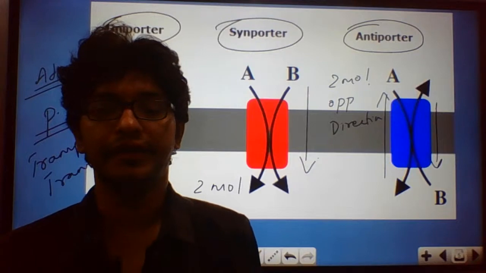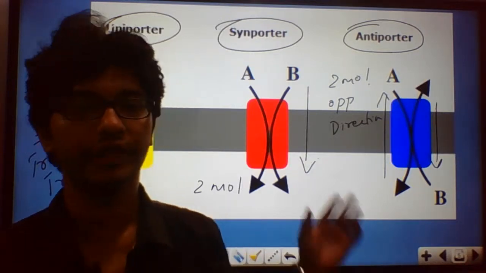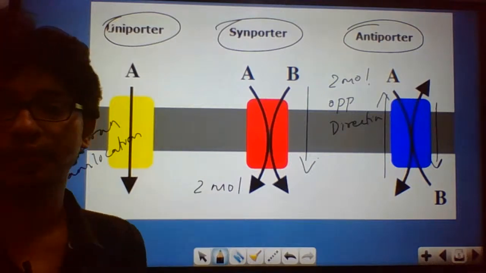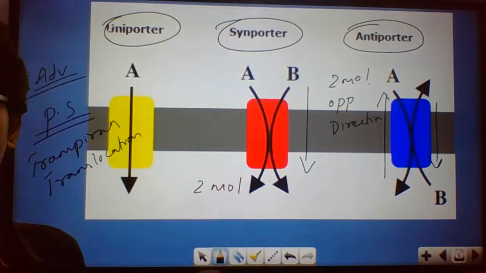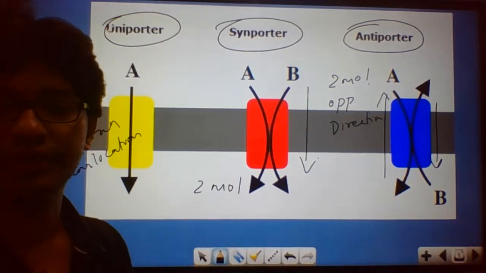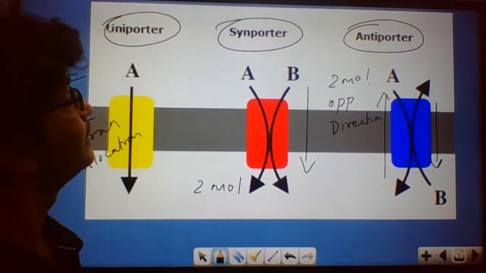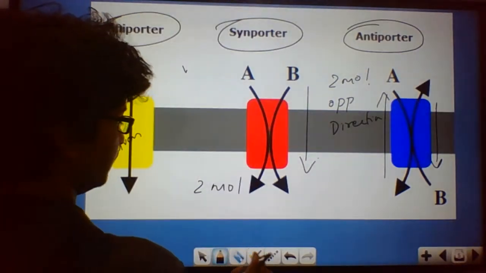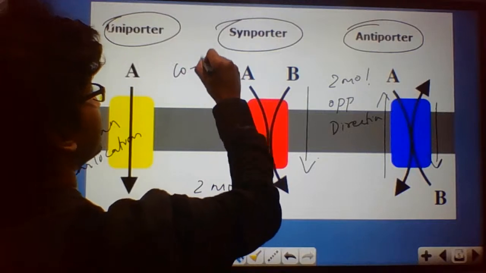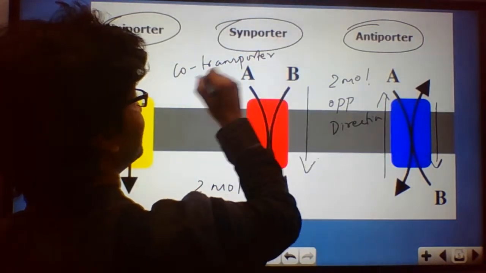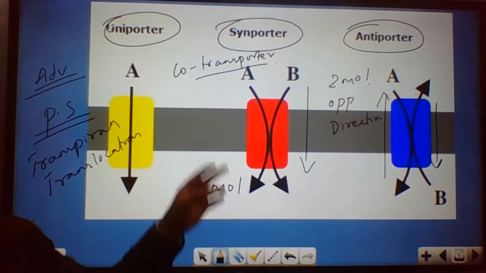Fine. So we are at the pathways that you could see: uniport, symport, and antiport. And you ask about the symporter, right? So I could see the comment here, the symporter. So what is a symporter? Usually we call it a co-transporter. Symporter can also be called a co-transporter. This is the other name that we give.